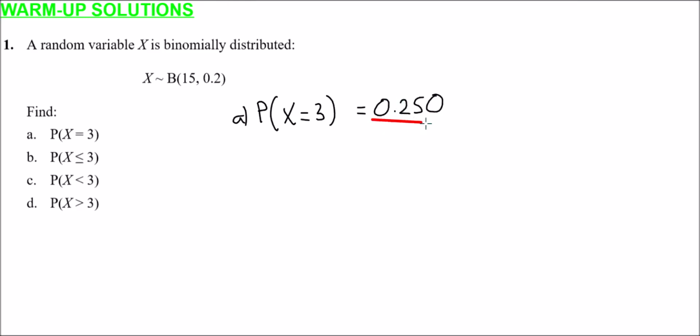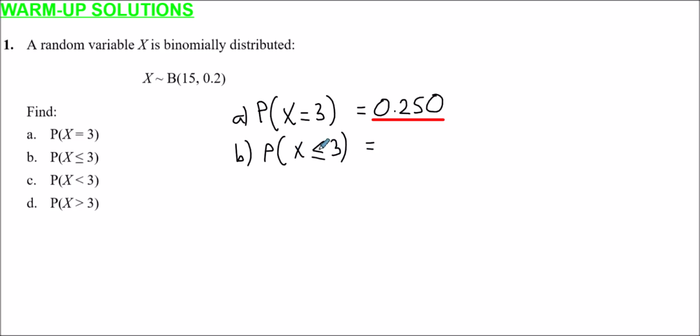So question B, what is the probability that x is up to and including 3. Oops, that's a slight mistake. So we'll say probability that x is up to and including 3, but no more. And so what this means here is we want to consider the probability of x is 0 or 1 or 2 or 3. And so this is cumulative, up to and including 3 successes.